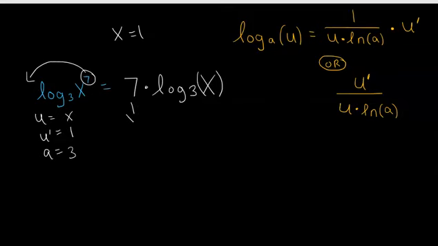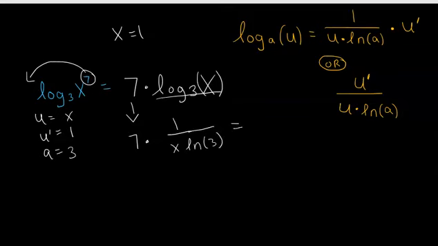I'm going to move the 7, right, to the front. And then we're going to work on the second part. So it's going to be a 1 in the numerator. The u is an x. Then I have ln 3.